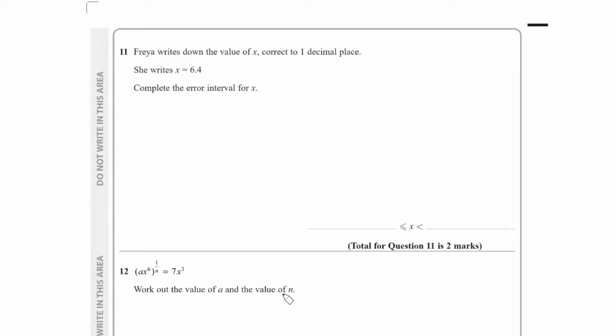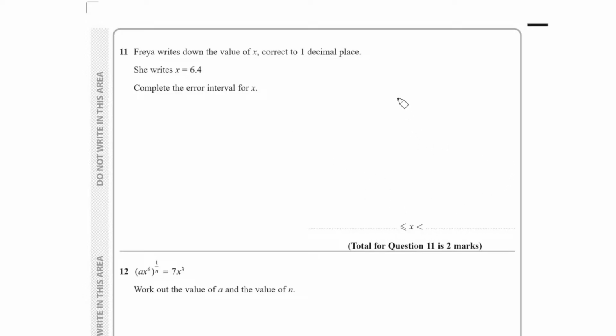I've seen error interval come up quite a lot on paper 2, maybe also paper 3 obviously, but the calculator ones. So Freya writes down the value of x correct to 1 decimal place. She writes that x is equal to 6.4, complete the error interval for x. It's 2 marks, but effectively it's just 1 mark for each number. So, I don't know, sometimes they give you less space than this. For some reason they've given us loads of space here. You don't obviously really need it, you can just put your answer straight.